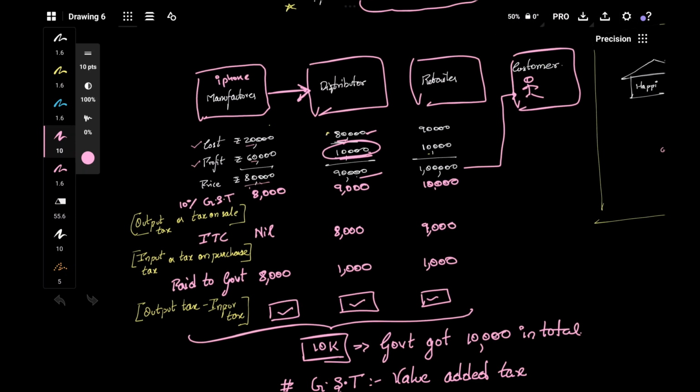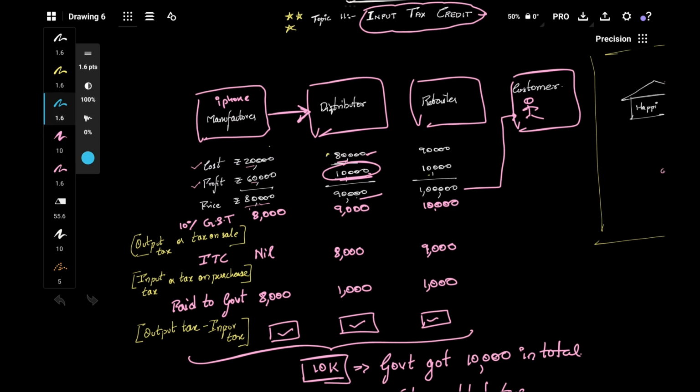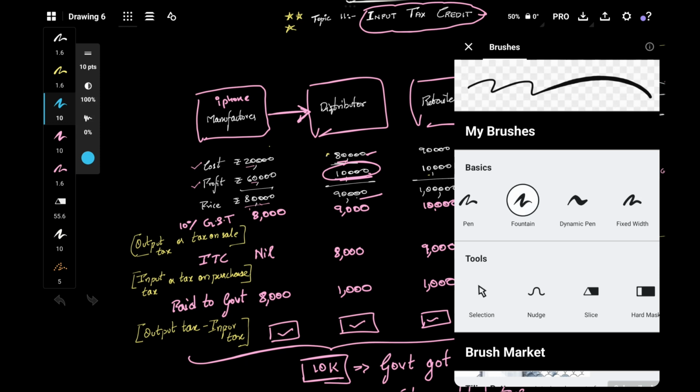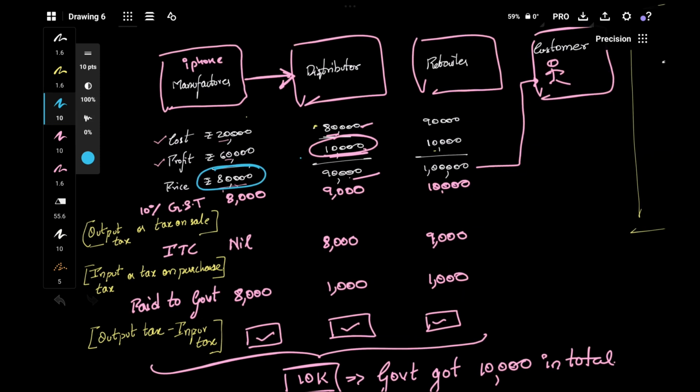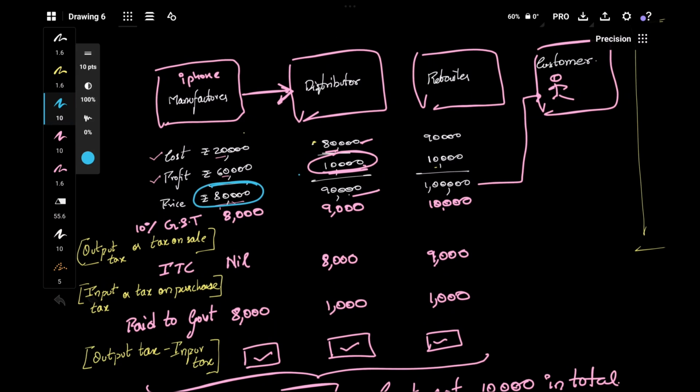tax the value addition? So let's take another ink, blue ink. In this case, value addition is 80,000. In the case of the manufacturer, value addition is 80,000, that is 20,000 plus 60,000. In the case of the distributor, value addition is 10,000. And in the case of the retailer, value addition is 10,000 again.